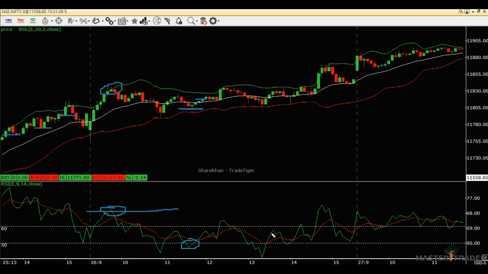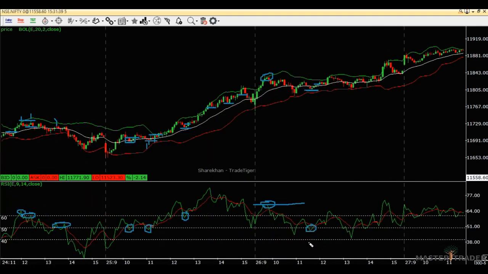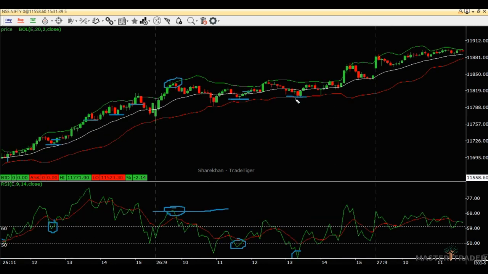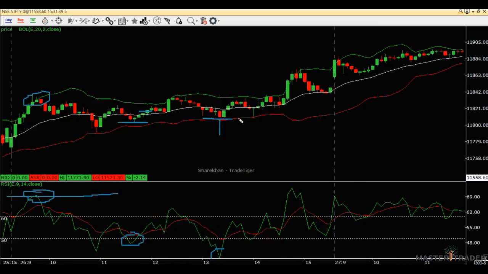Now again, price pulls back to the 40 level, bounces exactly from the 40 level, takes support, and see what price is doing here. Take support at the lower band, right? We get a hammer, we get a bullish engulfing. It's a clear buy, guys. Buy here. This is our stop loss.